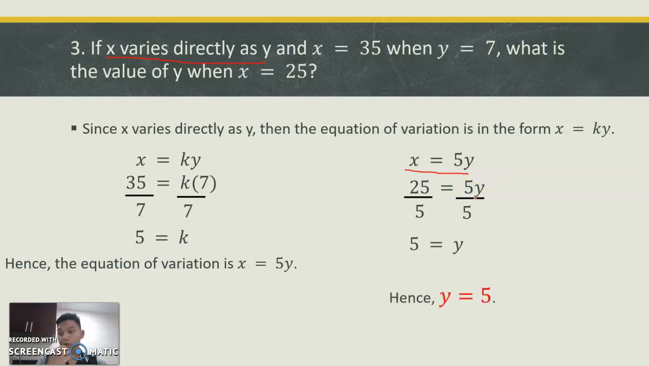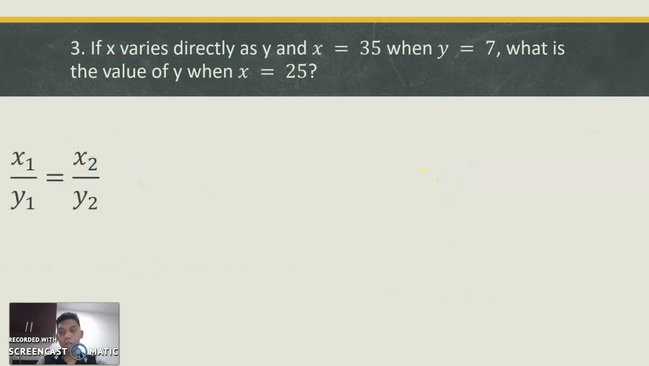Alright? So I've said earlier that we have two methods on this one. So you can just do it like this. You can use this format, right? The ratio. Okay. So where did you get this? When you have two sets of data, their product or their ratio are the same. So you can have it like this.